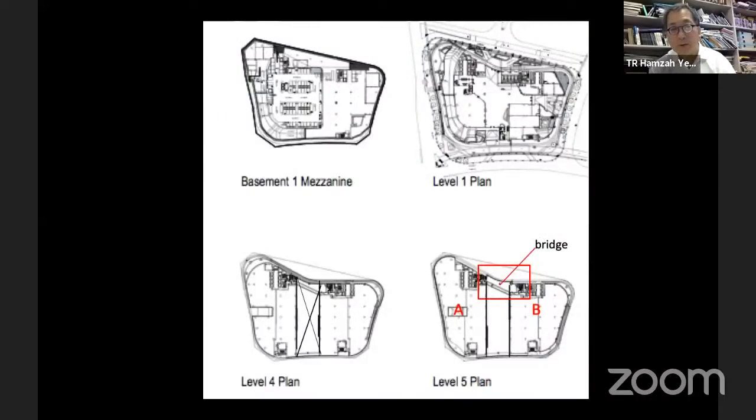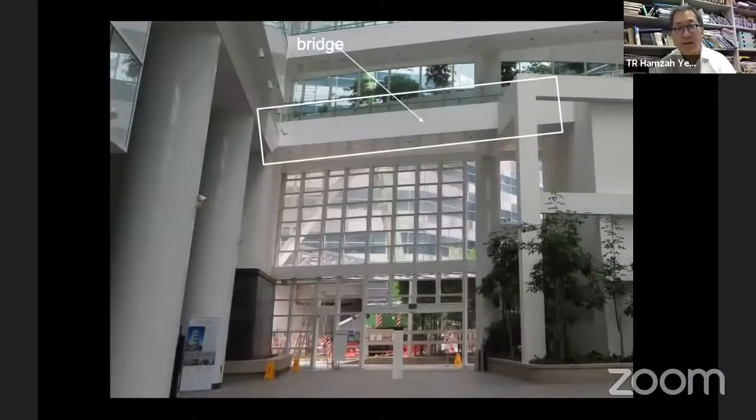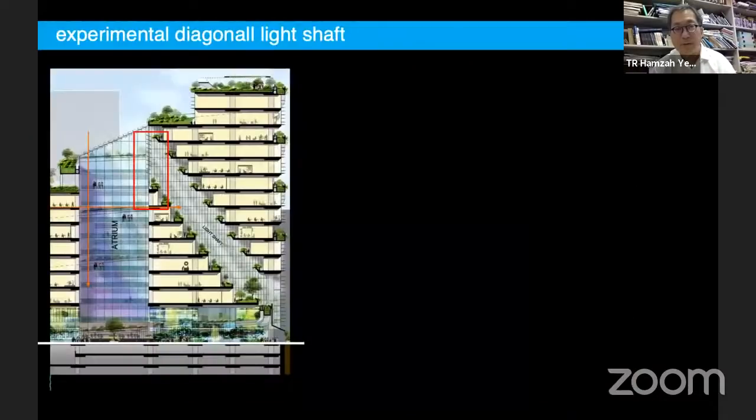And then the two blocks are joined by bridges, A and B. You can see the bridges on the diagram on the right-hand side. And this is the bridge linking the two blocks with the atrium on the right-hand side. And this is one of the bridges, and that's the entrance from the front.